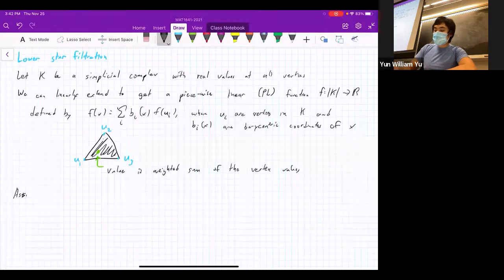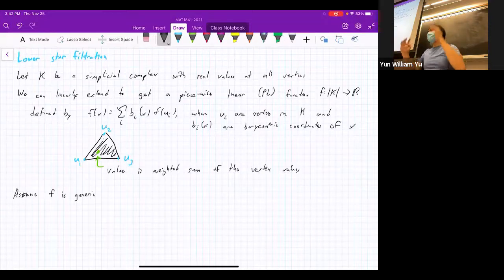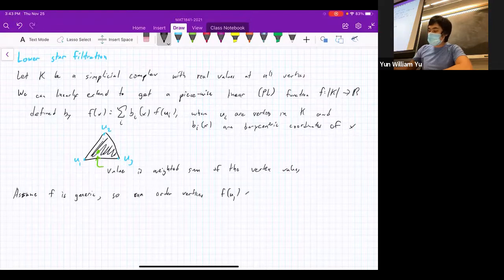Again, we're going to assume that f is generic. So there are no special things that line up, basically. And one of the implications is that all the vertices have different values. If you were to randomly assign values to each of the vertices, you wouldn't end up getting two vertices that have the same value with any measurable probability. And so for a generic function, we can give a full ordering on all the vertices precisely by the values of the function f. So we can order vertices: f of u1 is less than f of u2 is less than all the way through f of un.